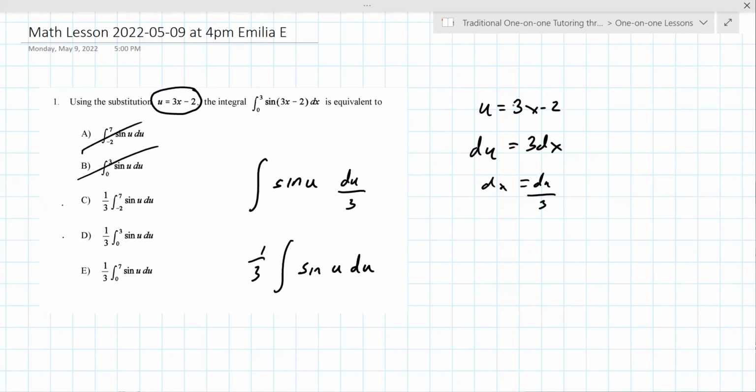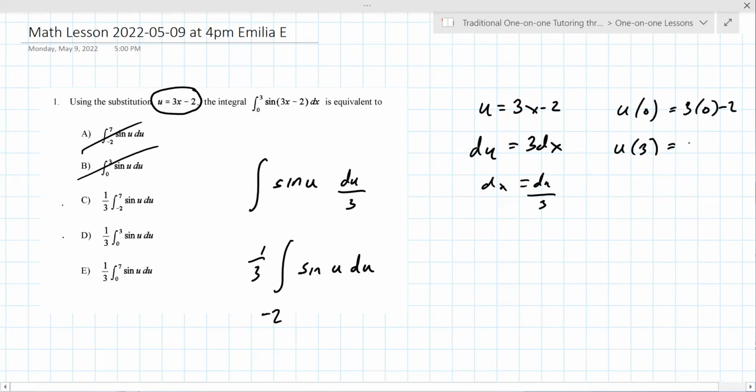You're supposed to change the bounds when you do U substitutions, which means you want to plug in 0 and 3 into the U here. So U of 0 equals 3 times 0 minus 2, which becomes minus 2. Then U of 3 becomes 3 times 3 minus 2, which is 7.